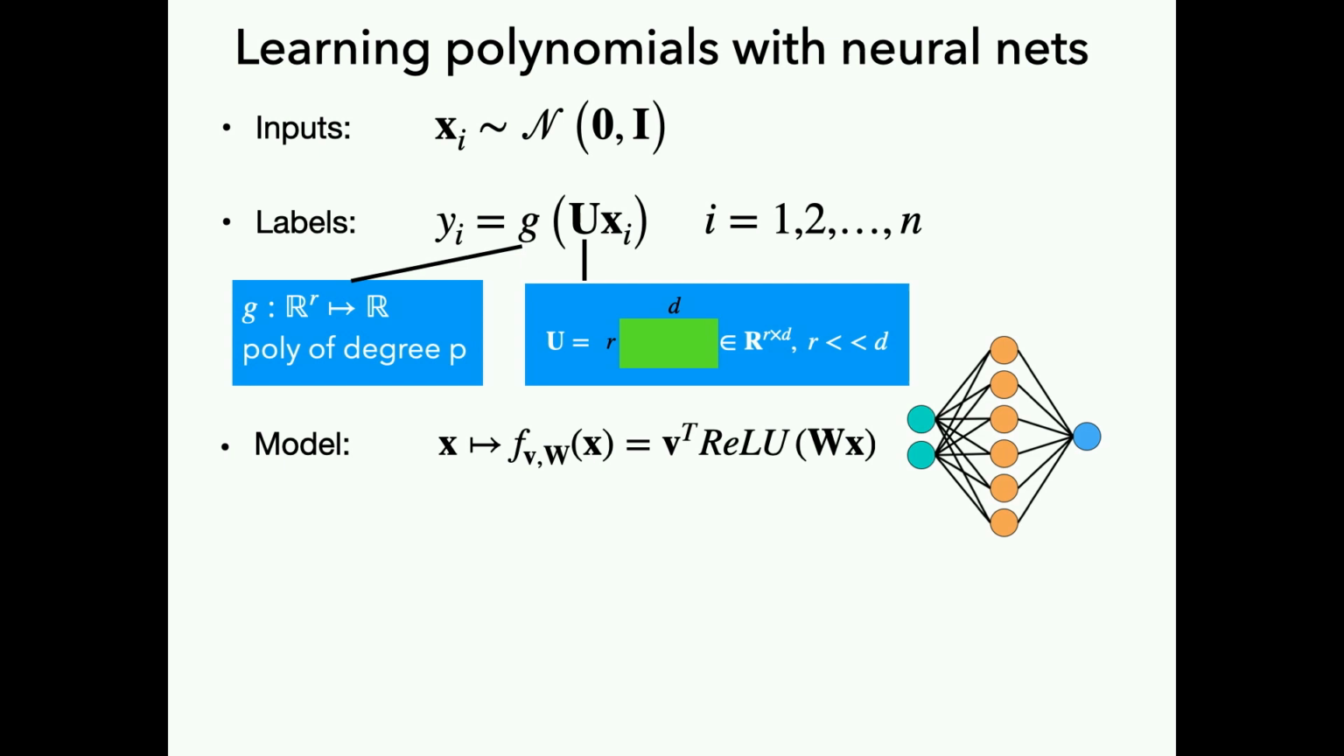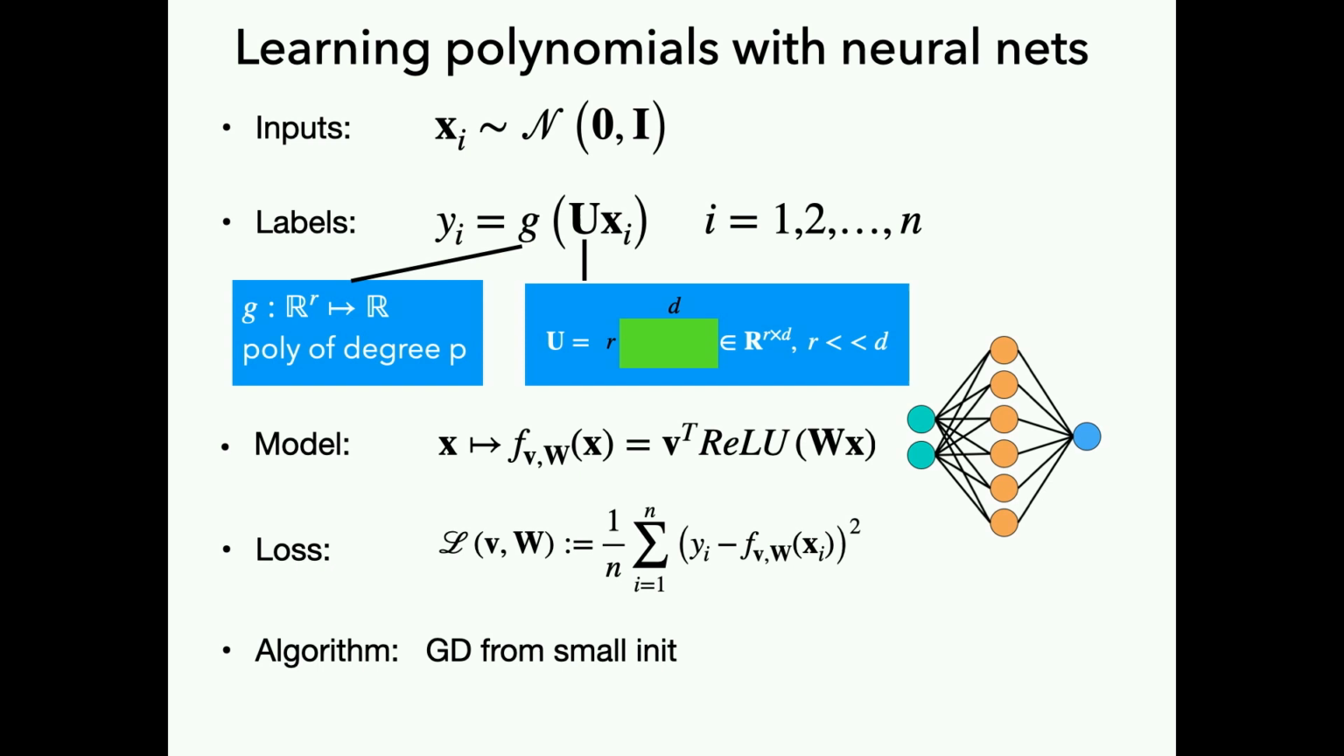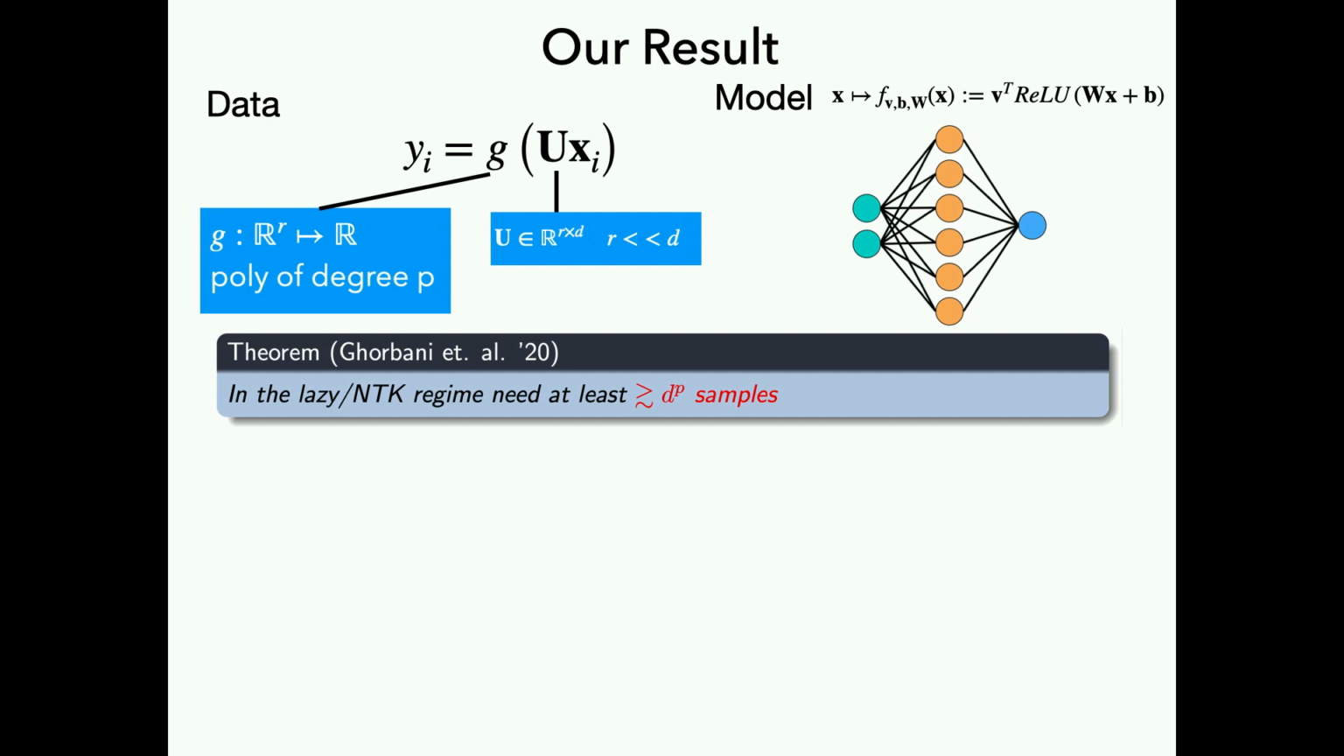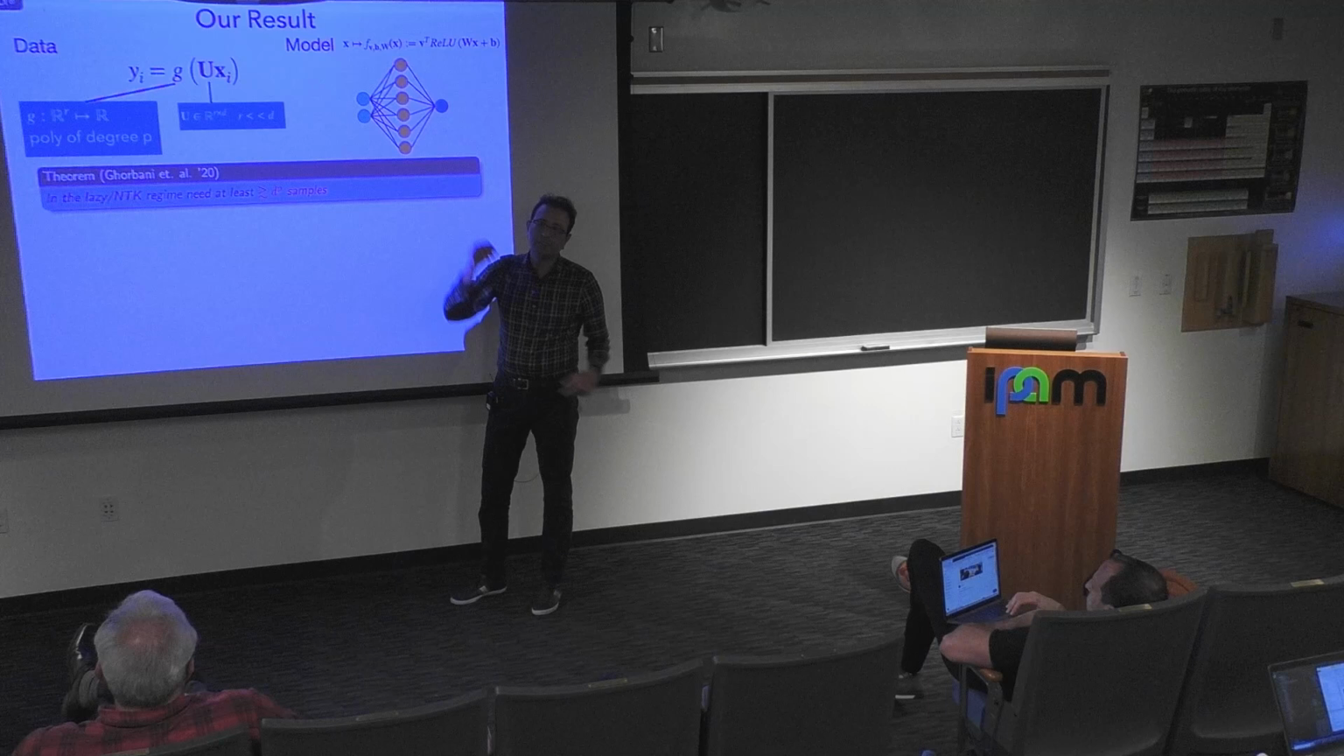Now, the model we use to train on this data is just a one hidden layer neural network. The algorithm is just running gradient descent on the least squares cost, again from small random initialization. Why is this a good problem to study for small random initialization versus large? There's a lower bound for the lazy NTK regime, which says that in this regime you would need at least d to the p samples, d being the input dimension and p being the degree of the polynomial, to learn this class of polynomials using neural networks, even with infinitely many hidden units.